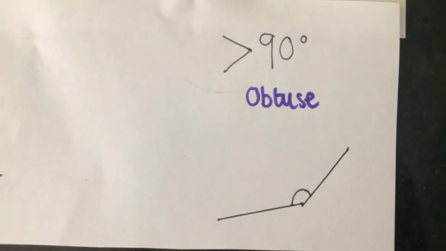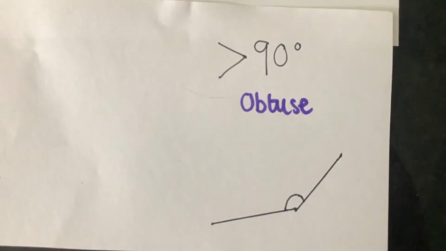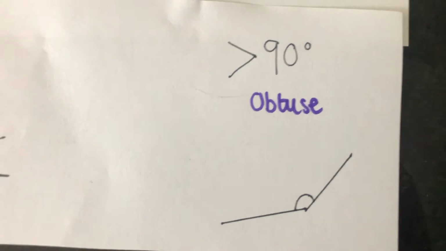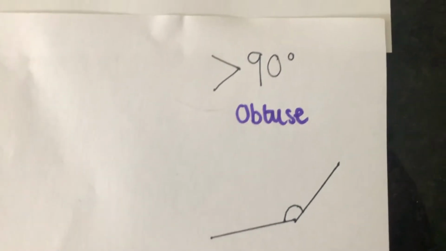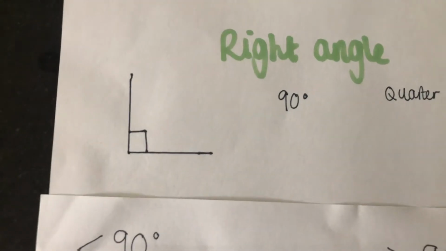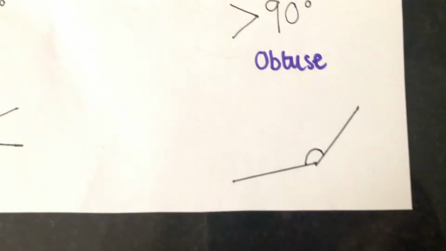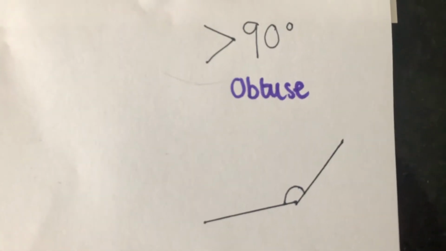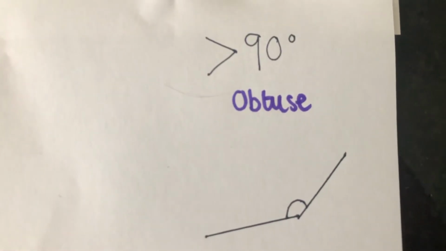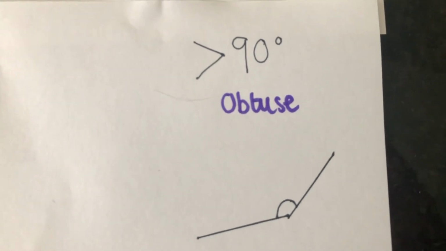An angle bigger than 90 degrees is called an obtuse angle. So I've drawn one there. You can see it's bigger than the right angle. It goes further round, and that's what an angle bigger than 90 degrees is called, obtuse.